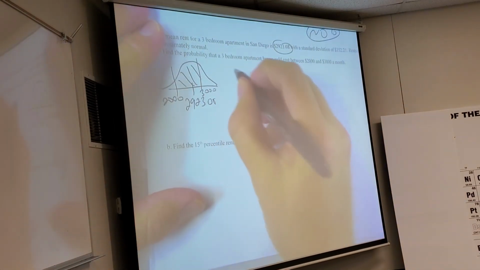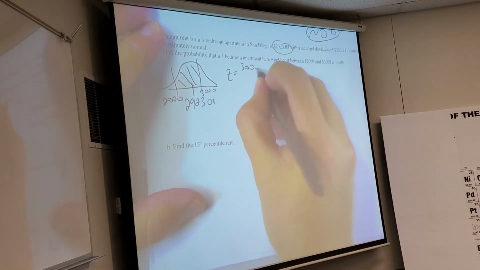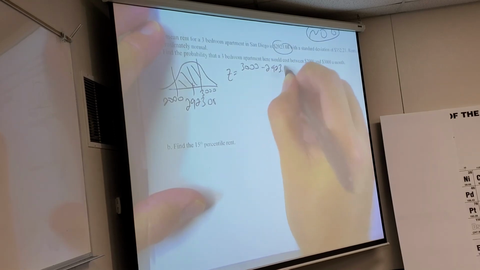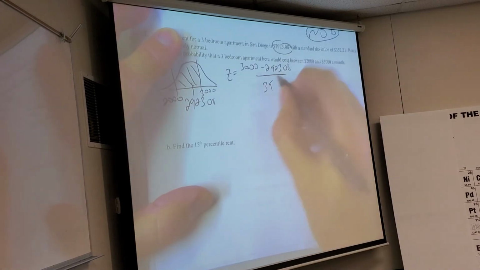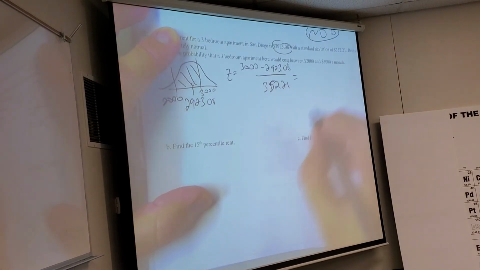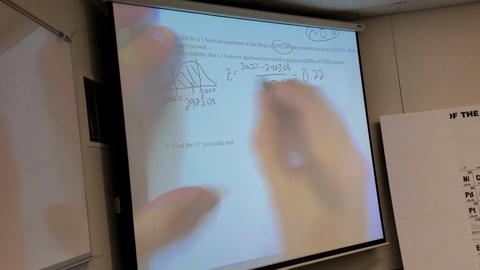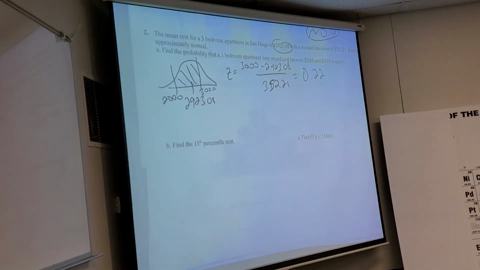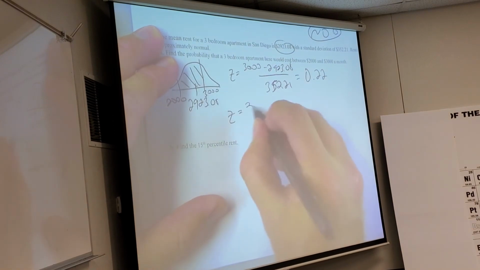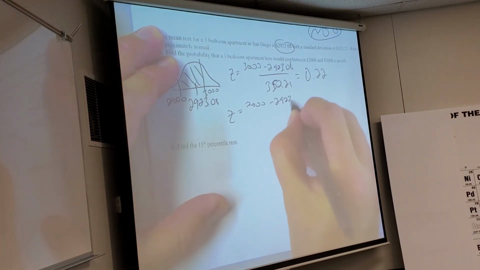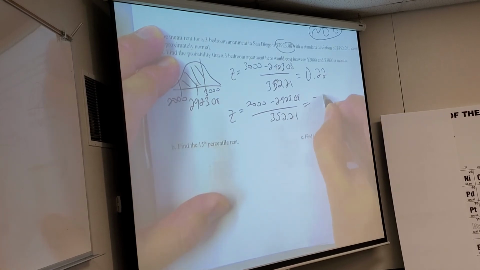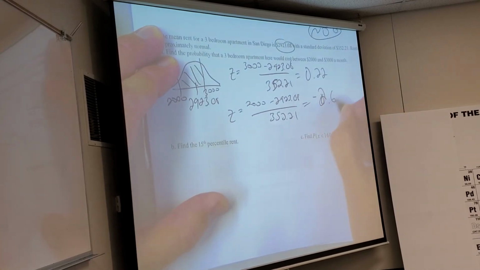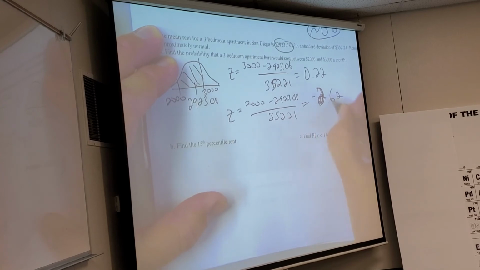So if I change 3,000 to a z-score, what'd you guys get for that? 0.22. That sounds about right. It's like barely above there, right? And then if I make 2,000 into a z-score, negative 2.62. There you go.